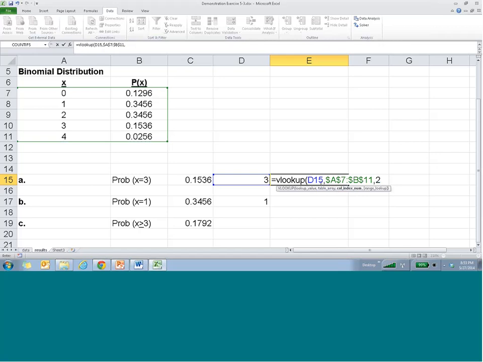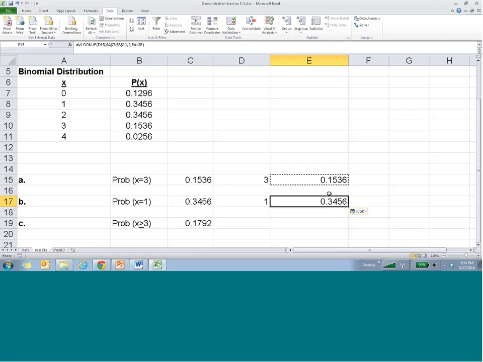And the last thing is range lookup. When I push the column there, it pops up the last tooltip. I don't want an approximate match for 3. I want an exact match for 3. So it's going to automatically look that up for me. Now, the cool thing about it is I can just copy that down and paste it there, and it'll look up the 1 for me.